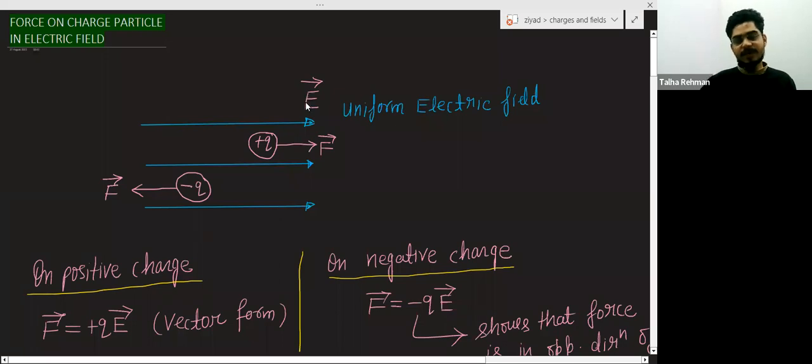If the charged particle is a positive charge, the direction of the force and the direction of the electric field will be the same. If the charged particle is a negative charge, then the direction of the electric field and the electric force will be opposite.